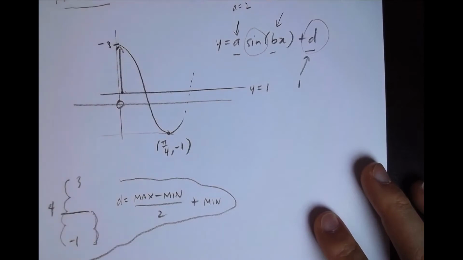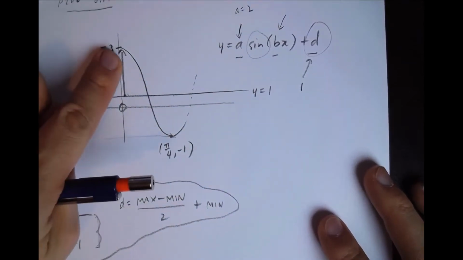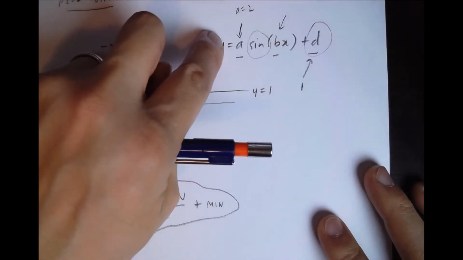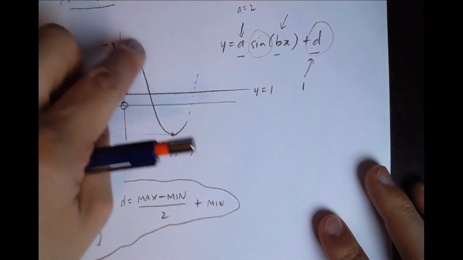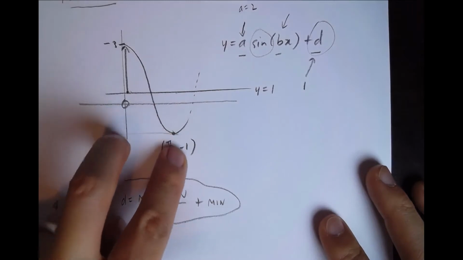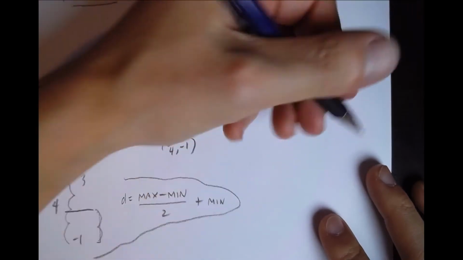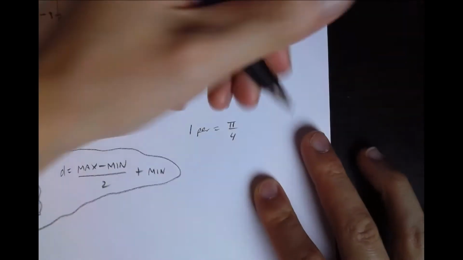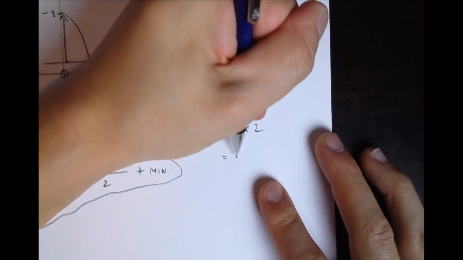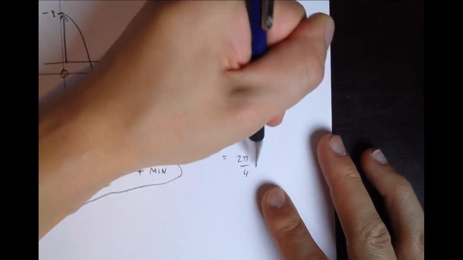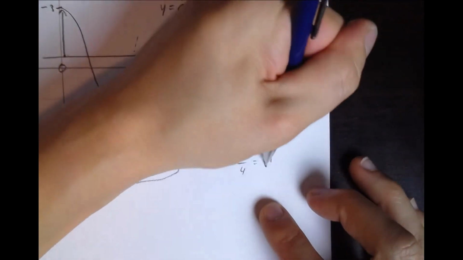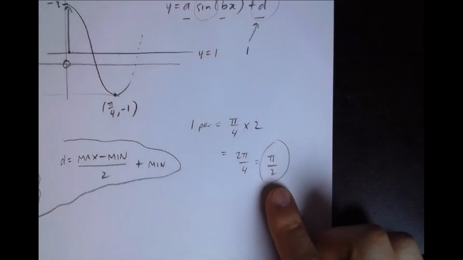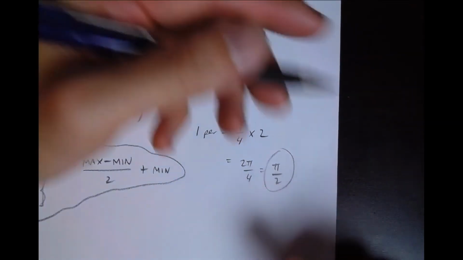Finally, let's focus on the b value. We know that this here starts high, goes down, and then goes up. So one full period would not be pi over 4. One full period would be pi over 4 times 2. So 1 period is equal to pi over 4 times 2, which is equal to 2 pi over 4, which is equal to pi over 2.